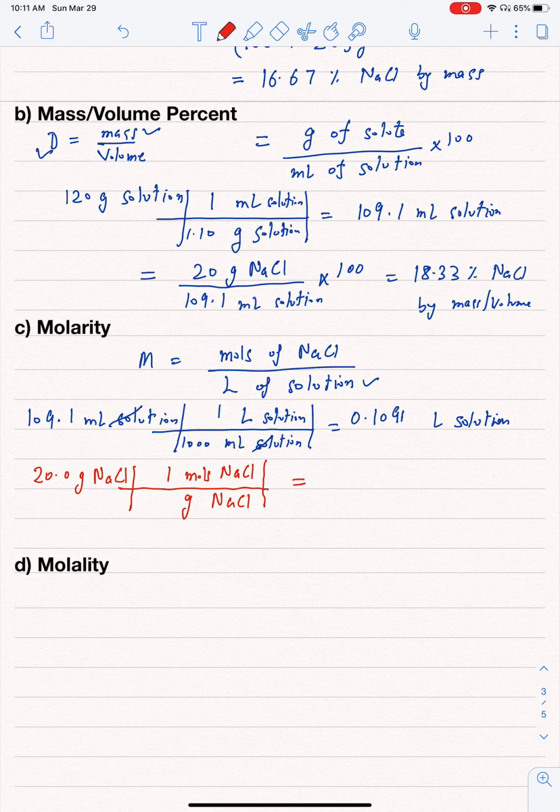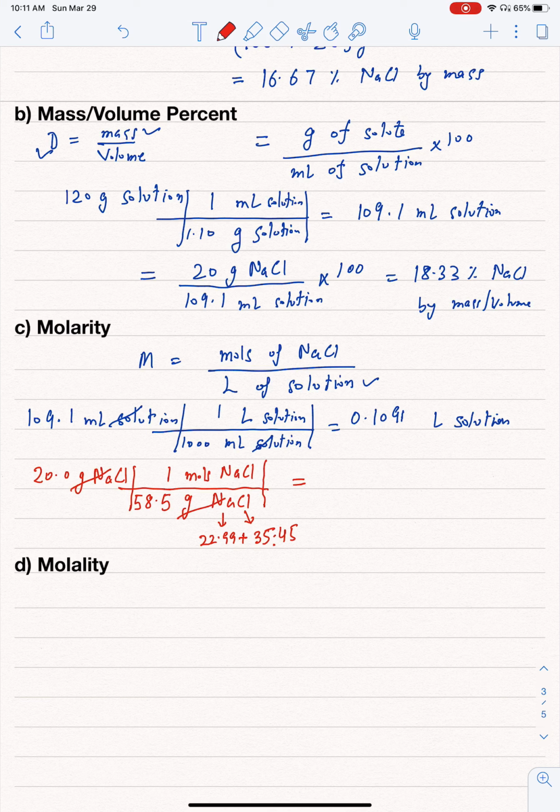The formula mass of NaCl is going to be the addition of the atomic mass of sodium, which is about 22.99, plus the atomic mass of chlorine, which is 35.45. And when you add this up, it comes out to be 58.5. Okay, so then your grams of NaCl cancels out.